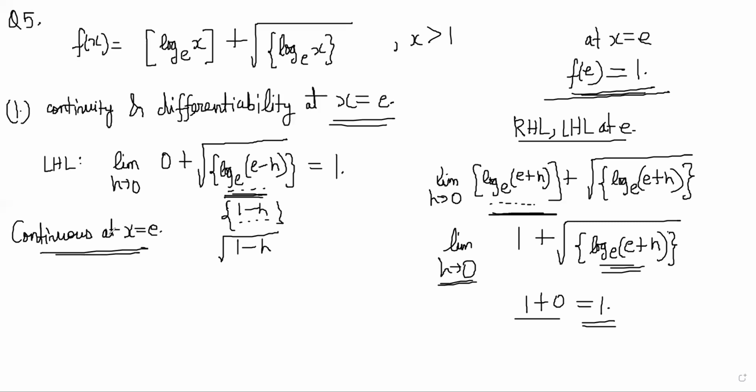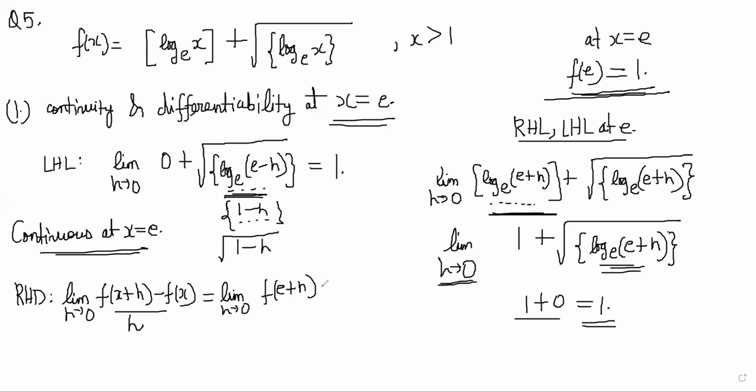Now you have to figure out differentiability. So for differentiability, what do you do? You do RHD and LHD, right? RHD basically is limit h tends to 0, f of x plus h minus f of x by h. Everyone remembers this, no? So let's try to find this at e plus h. So f of e plus h, limit h tends to 0, f of e plus h minus f of e by h. And f of e plus h we have already written here.